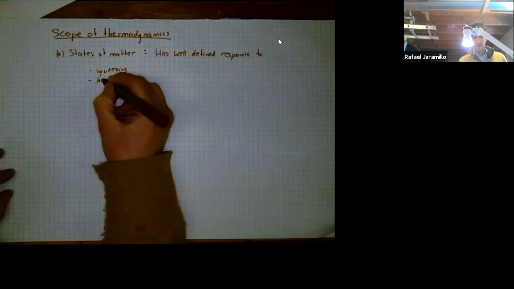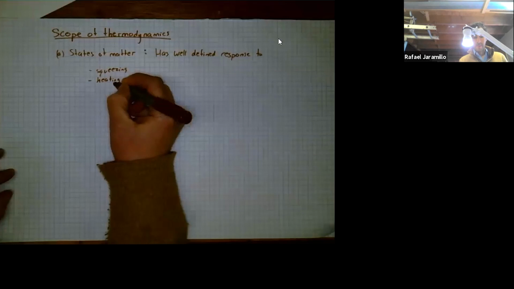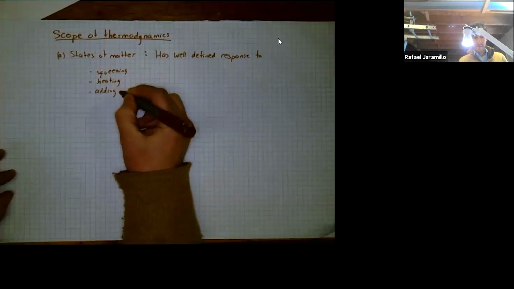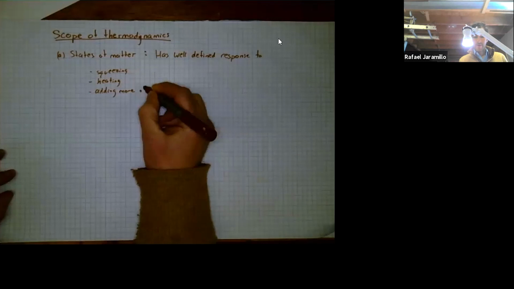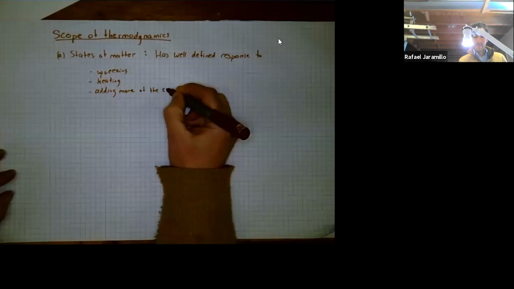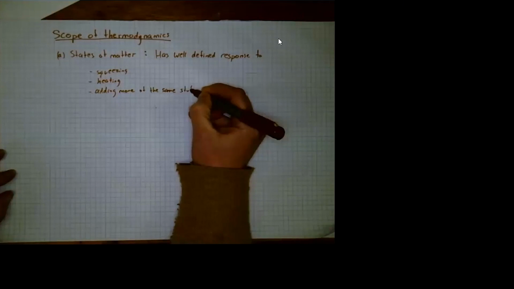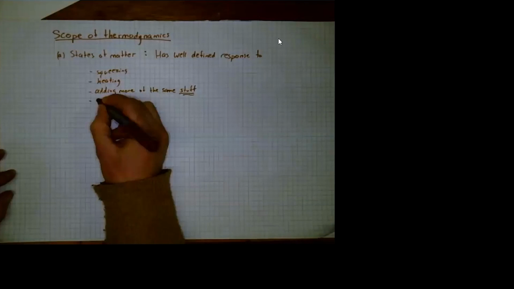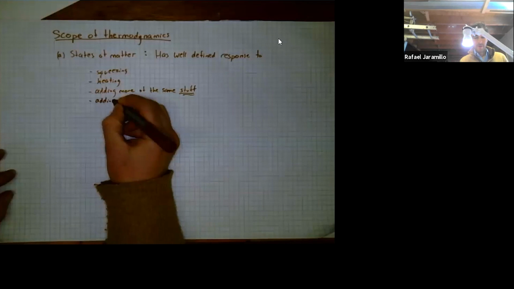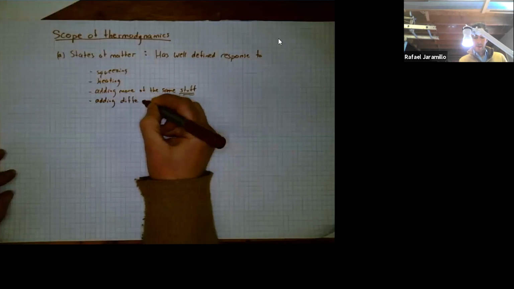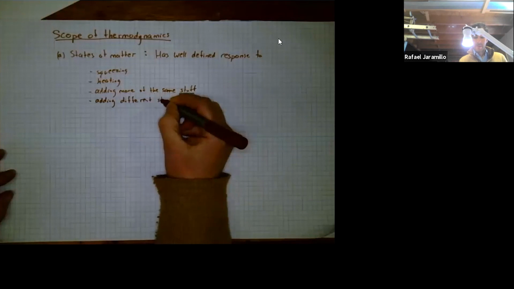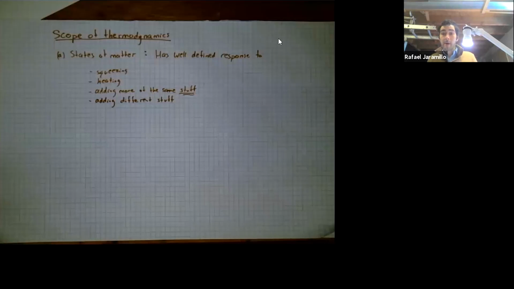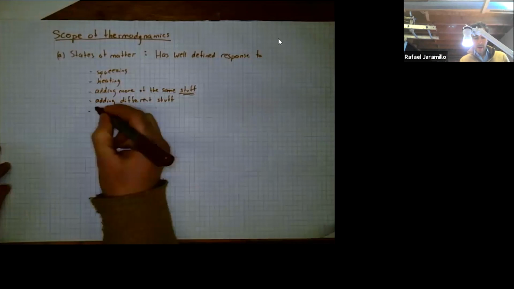heating, adding more of the same stuff, and adding different stuff. We're using colloquial language here, but the way that matter responds to stimuli like these is characterized by response functions. And we're going to write these down. So these are the types of things that we're going to do throughout the term.